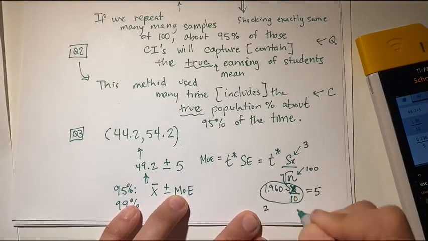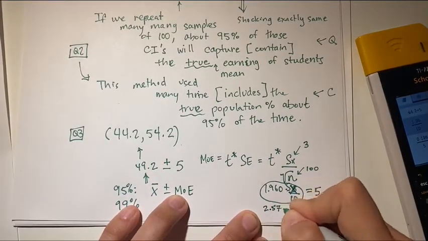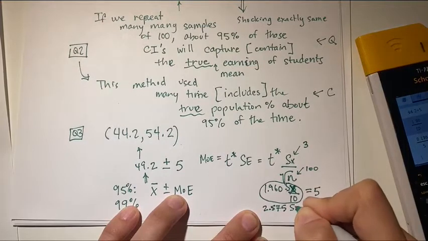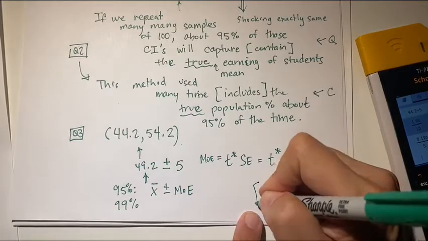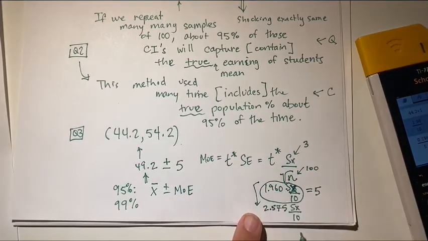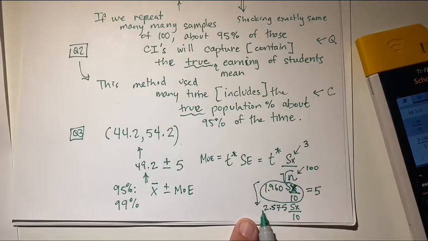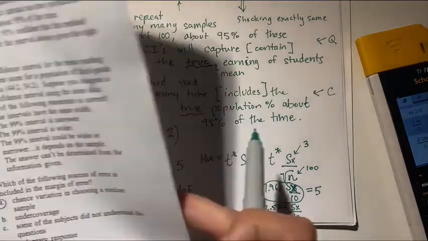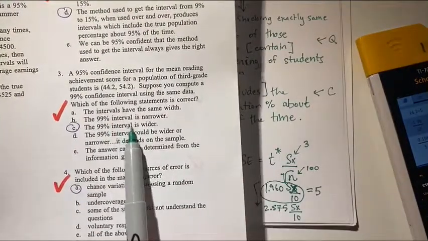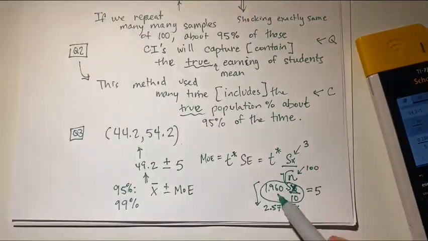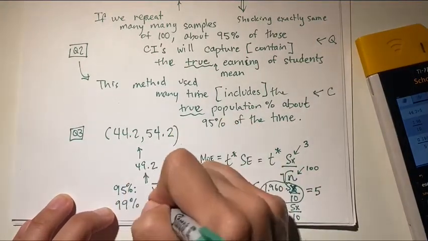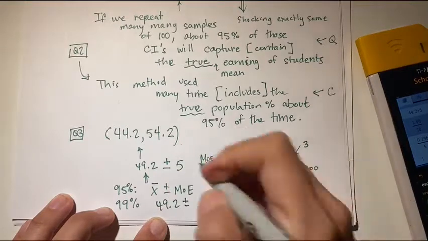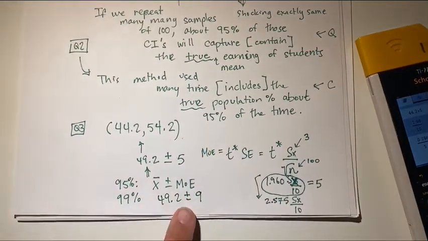So let's think about what happens here. 2.576 times the same standard deviation, divide by 10 again. Notice how this is going to be a bigger number, right? I'm multiplying whatever number it is by a bigger number, so the number is going to increase. So what does that tell me? It tells me that the interval will be wider. It'll be wider because the margin of error will be bigger than the number 5. So conceivably, the center will be the same, but the margin will be bigger. So it'll be plus or minus 9, let's say.